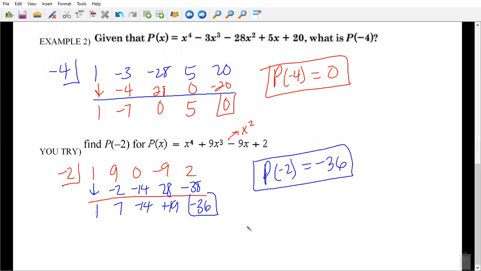Bam. Synthetic division to evaluate using the remainder theorem. Cool? All right.